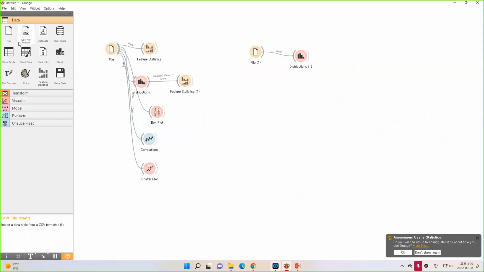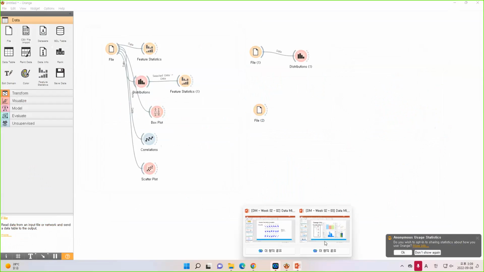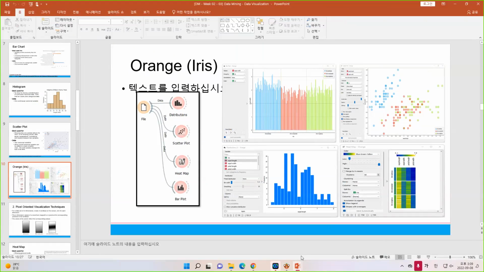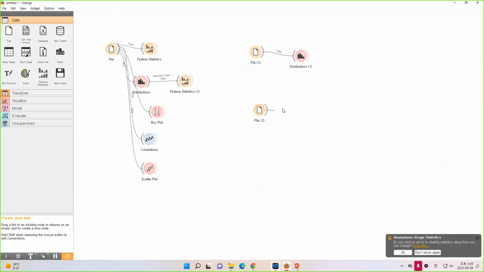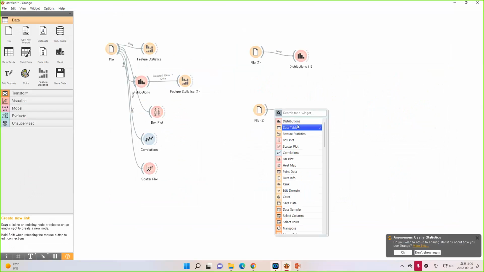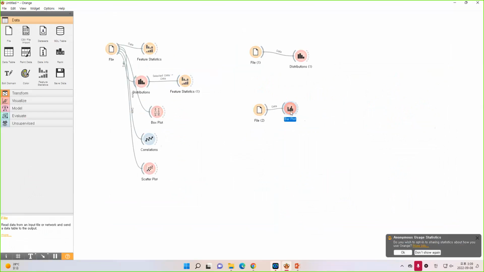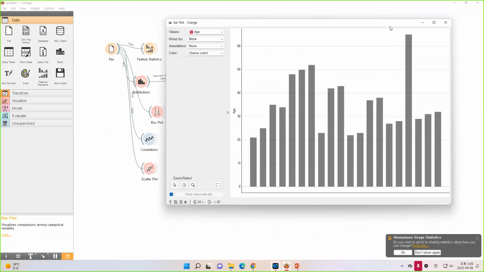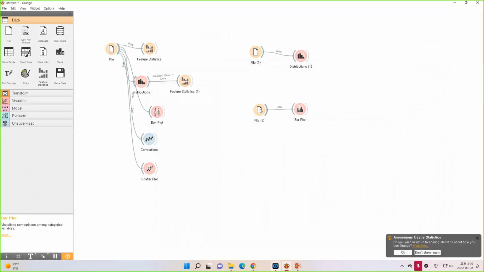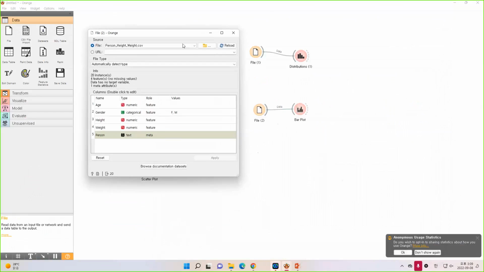So in the orange, let me make another file. First, I would like to show you the bar chart. Okay? We can show the bar. Okay? There is a bar plot. Oh, sorry. What is this data? Okay, this is the person head with. Let me change to iris.